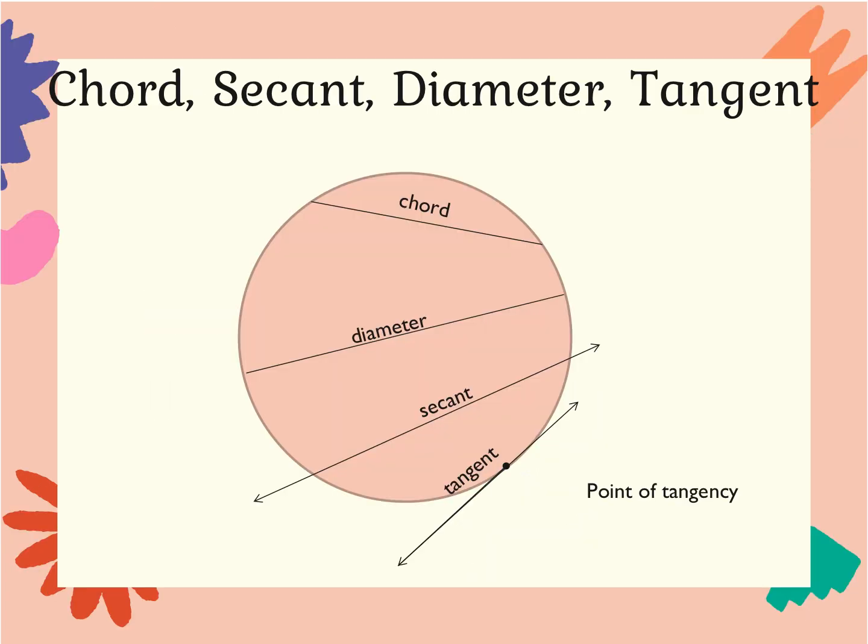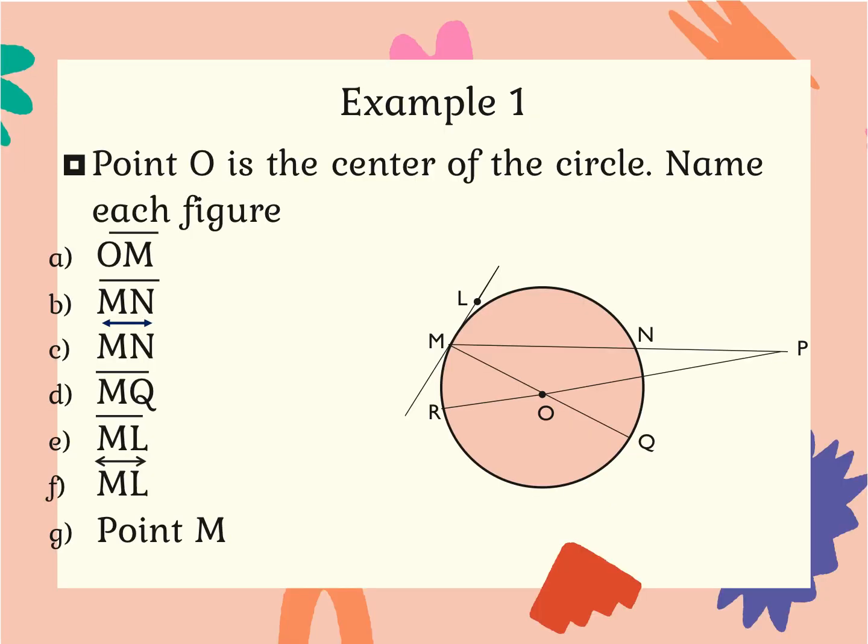So now we have a picture of the chord, secant, diameter, and tangent, so what we drew before. I just want to point out that the secant goes outside of the circle because it's a line. It doesn't stop at the edge. That's why when I drew it, I drew the line with arrows on it. So we have example 1.